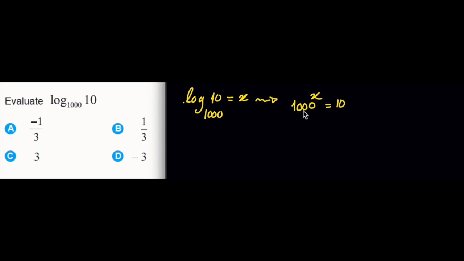Okay, so we can rewrite 1000 as 10 power 3. So 10 power 3 equals 10 power x, and we have the base equal the base, so the power equals the power, or the exponent equals the exponent. So we can write 3x equals 1, divide both sides by 3, so x equals 1 over 3, so the answer is B.